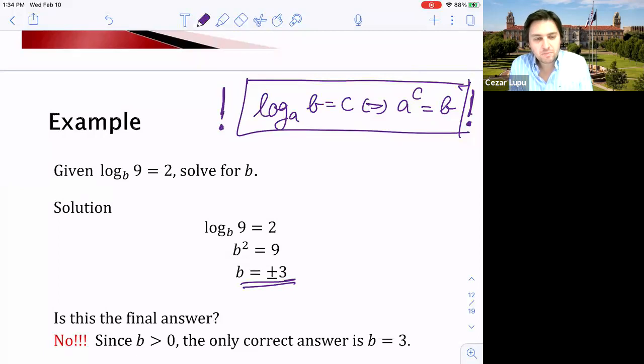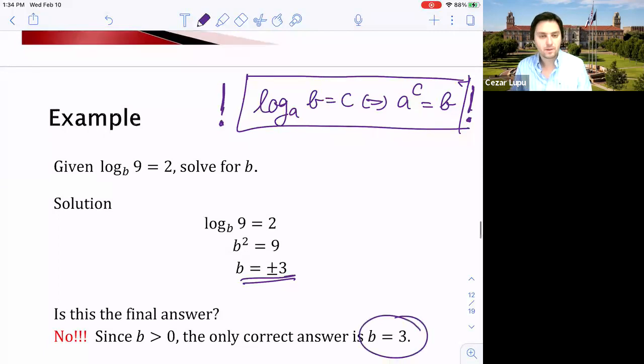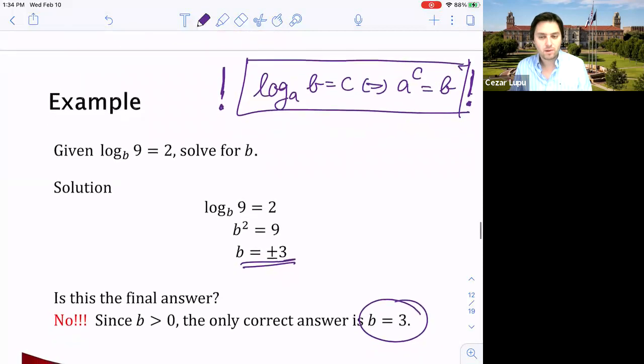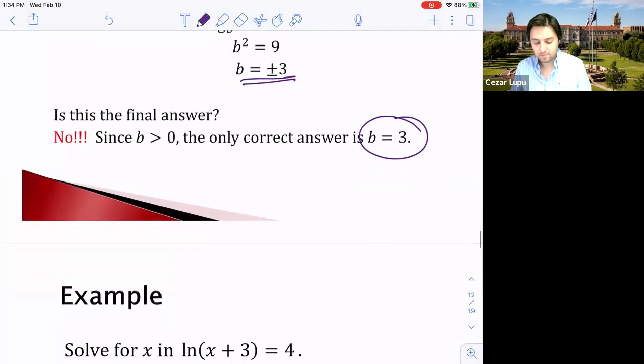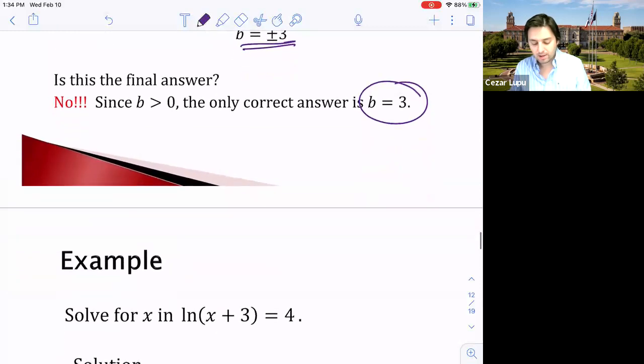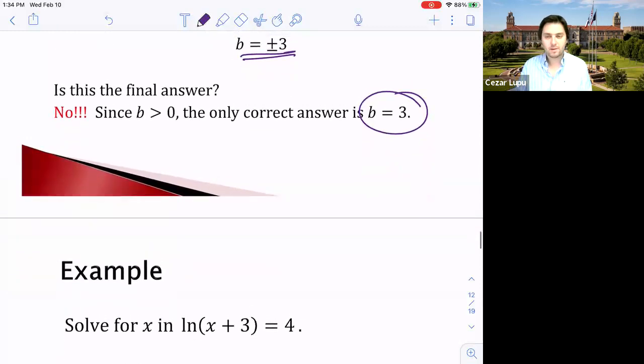Anyway, so the base has to be positive, right? So the only thing we'll keep is this guy here, b equals 3. So it was an easy one. Let's see another one. I'd like you to solve this equation, so think about it.